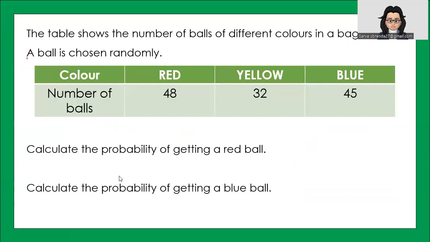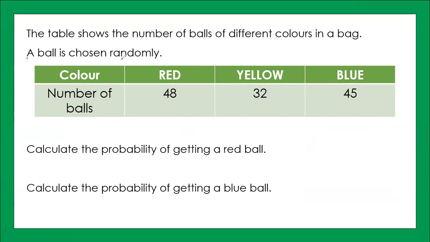Let's look at the question, guys. I know I'm going a bit fast. Just bear with me. Look here. We don't want all that rolling dice experiment. Let's go to bigger ones. The table shows the number of balls of different colors in a bag. A ball is chosen randomly.